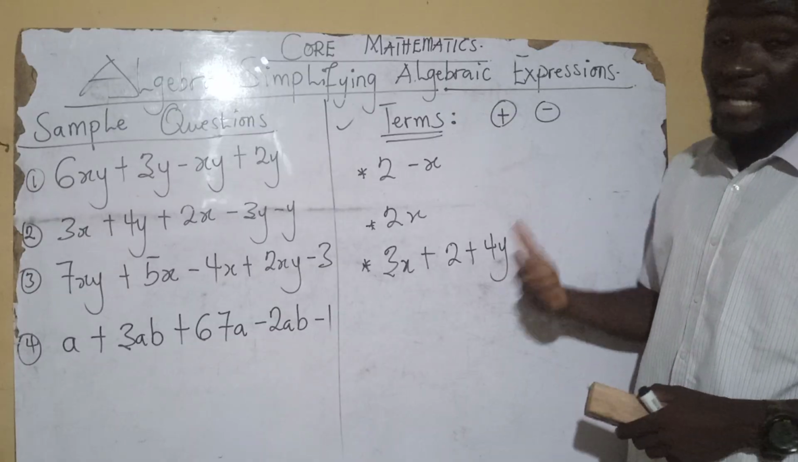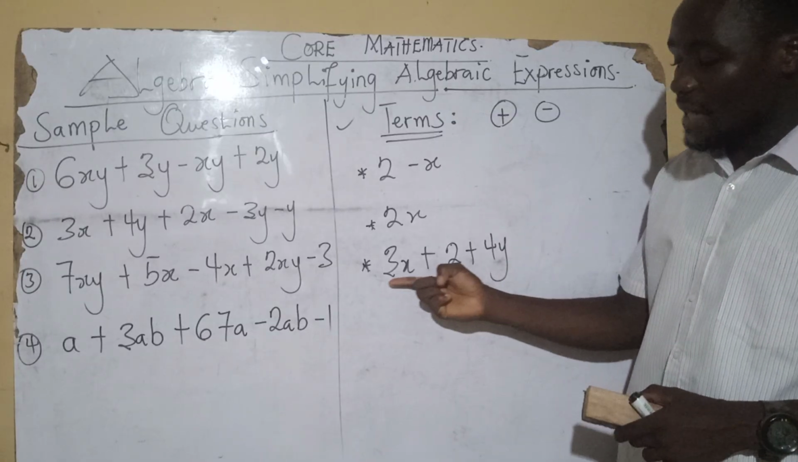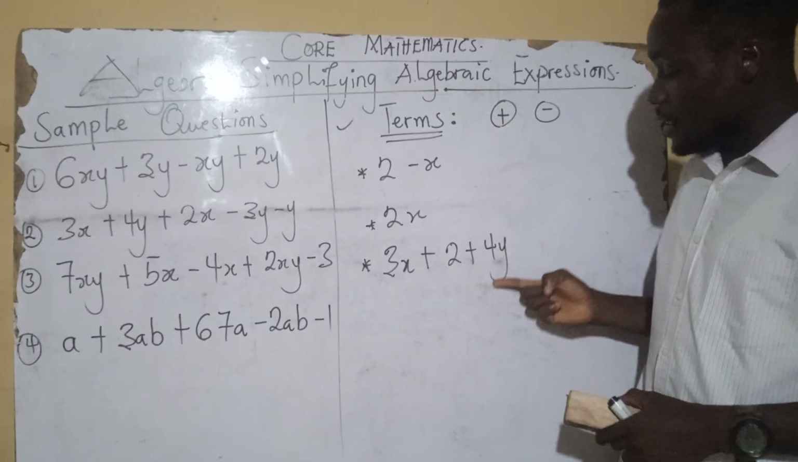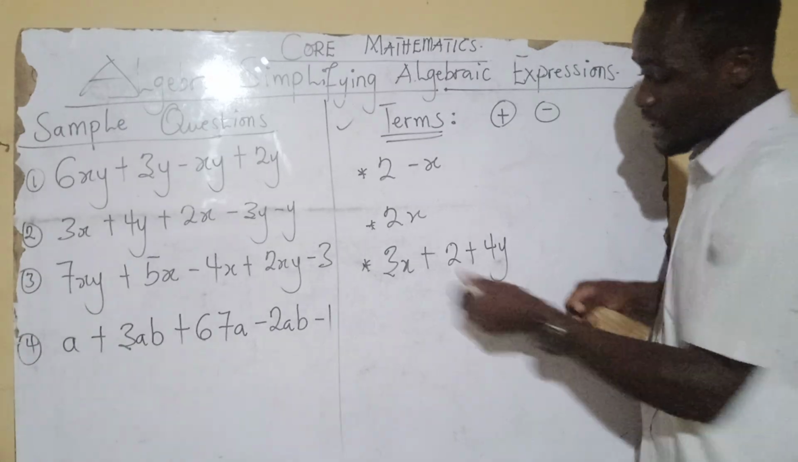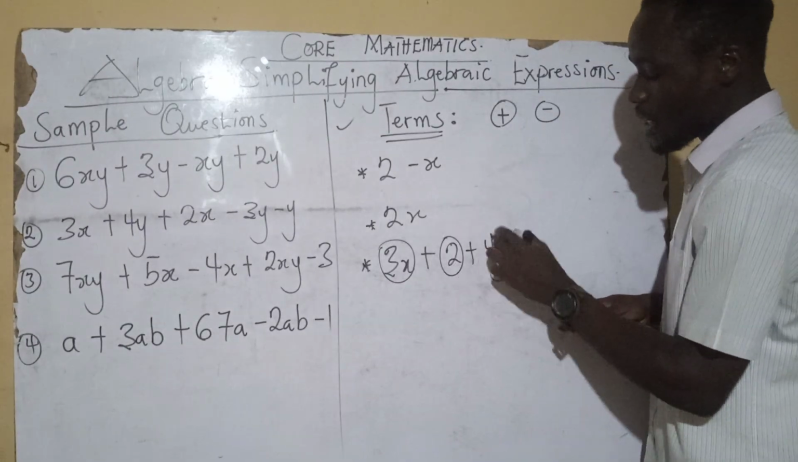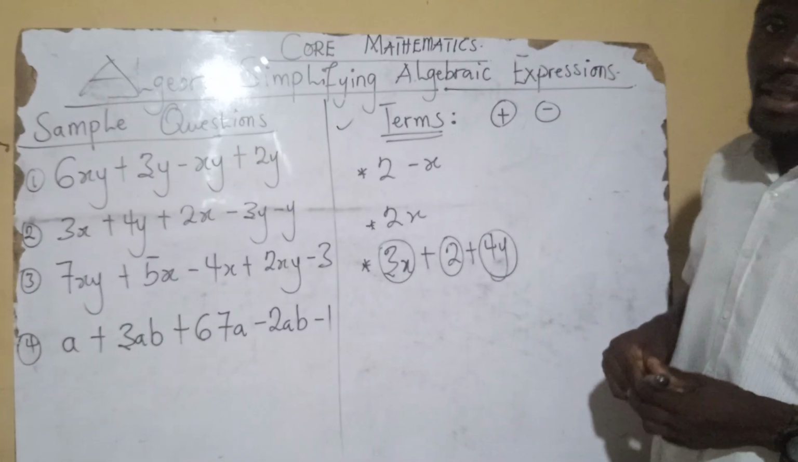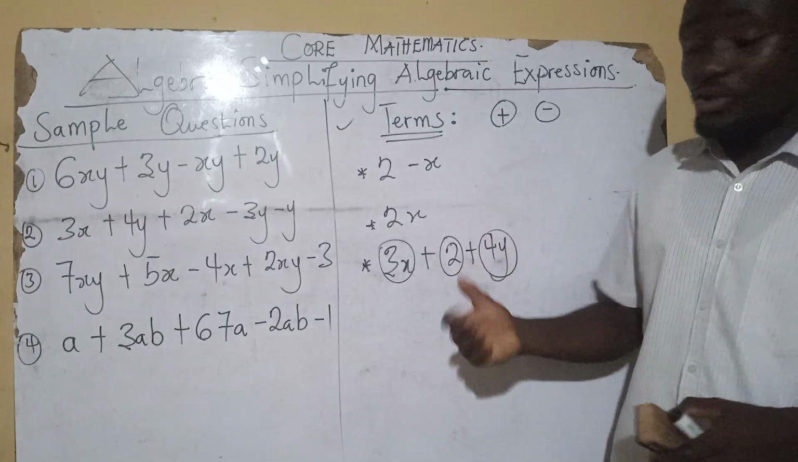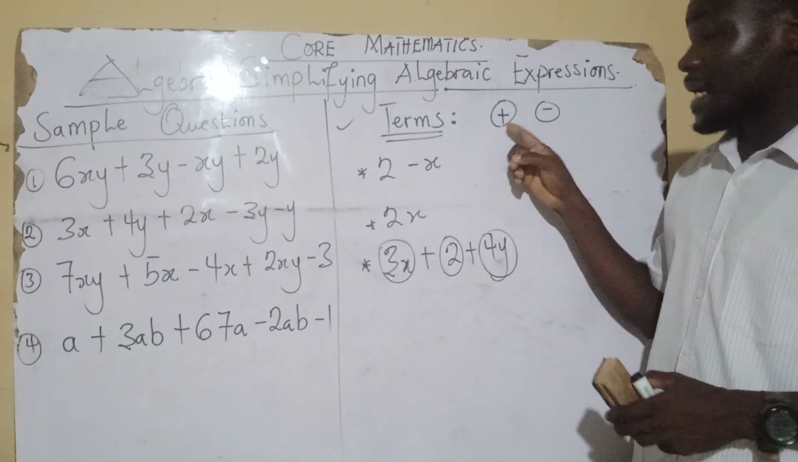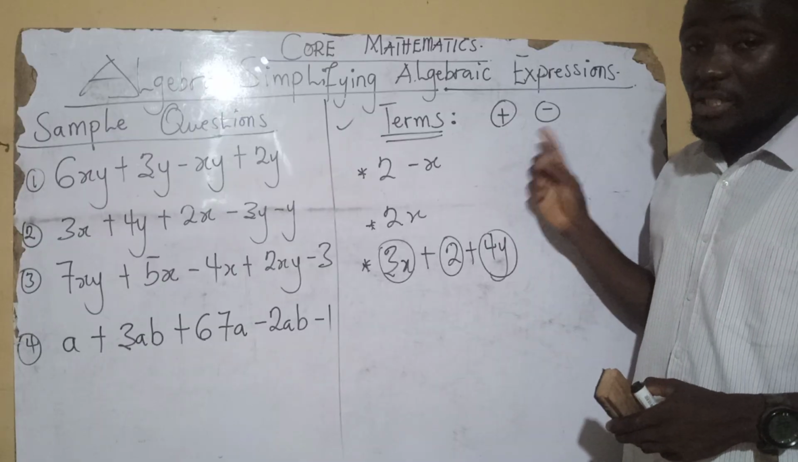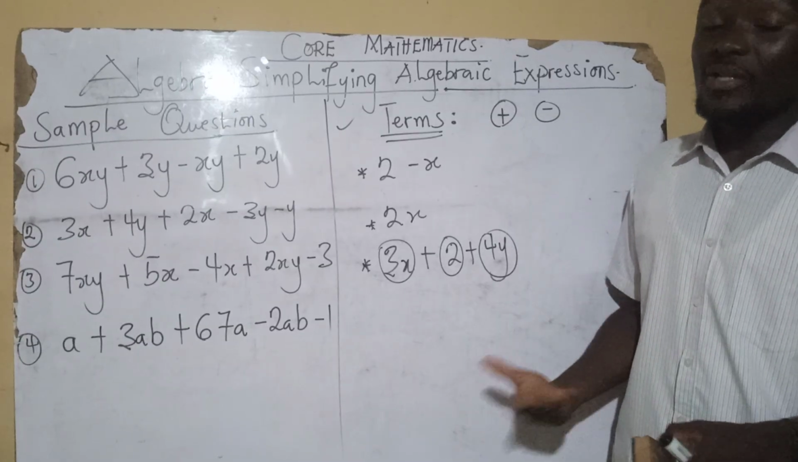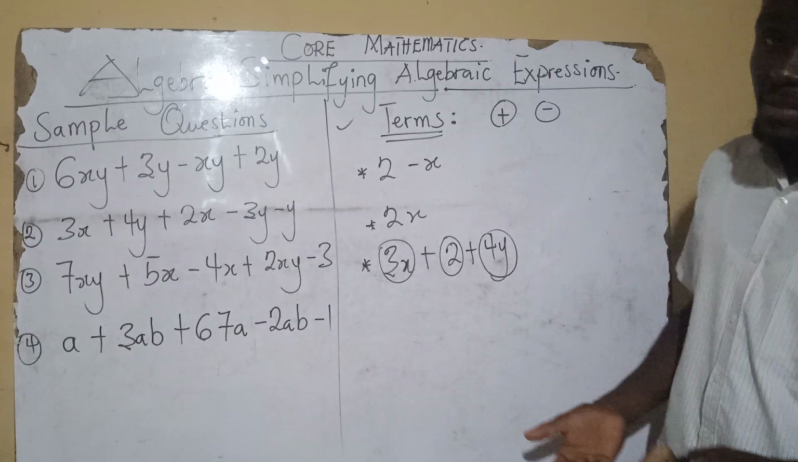So over here, let's count the number of terms. I have 1 term, 2 terms, and 3 terms. So I have term 1, term 2, and term what? 3. Are you getting me? We said we check the number of terms by looking at the operational signs, addition and subtraction. Addition and subtraction determine the number of terms that an expression is having. I believe you are following.